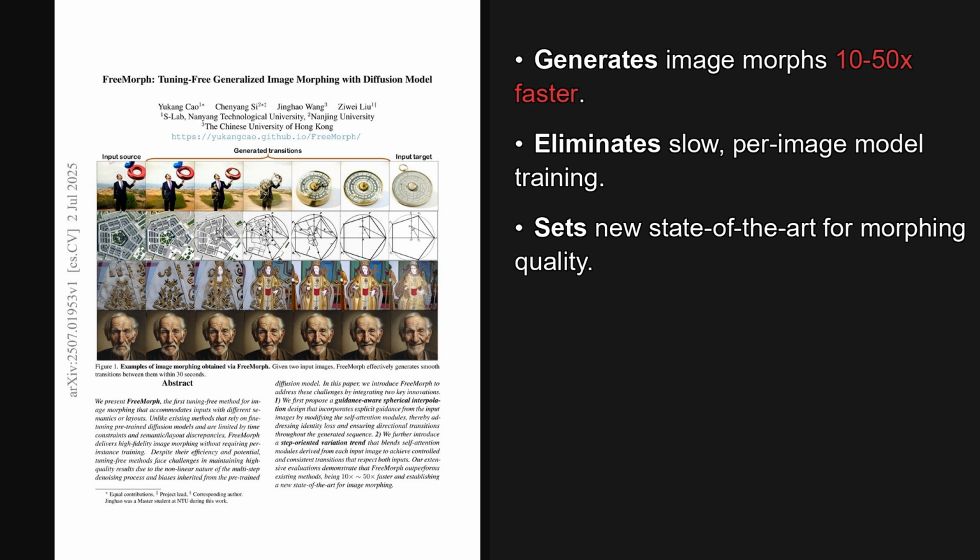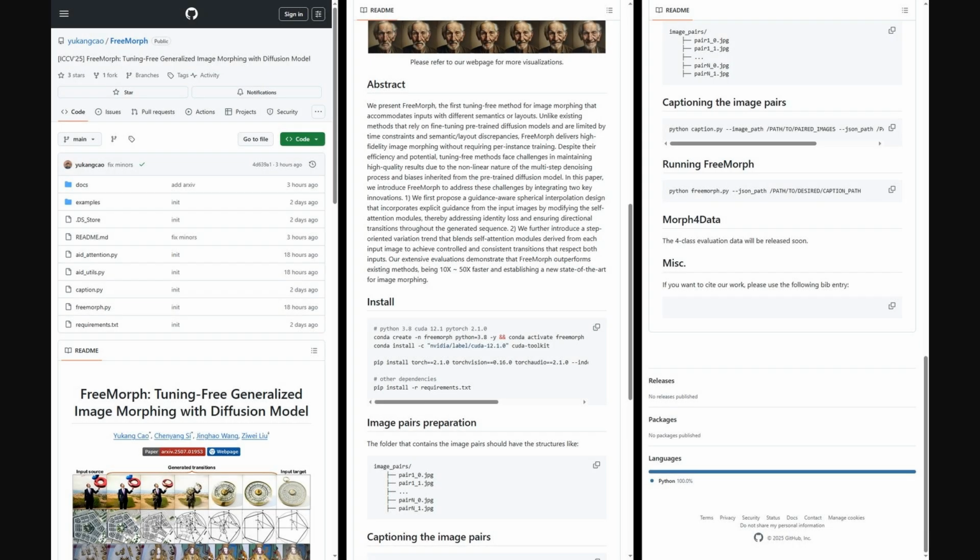This paper details a new tuning-free approach, which means it avoids the slow, per-instance training that made older methods so impractical. Also, the authors shared their implementation on GitHub, and it looks pretty complete. You'll find the source code, of course, but also clear instructions for getting it running. It covers everything from installation to preparing your own image pairs and generating the morphs. They've included some great examples, too.